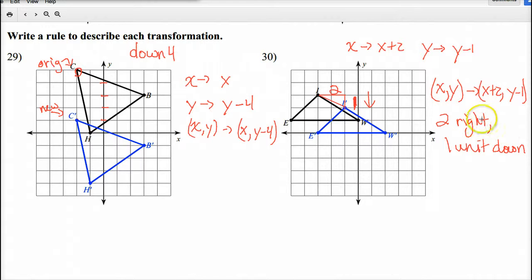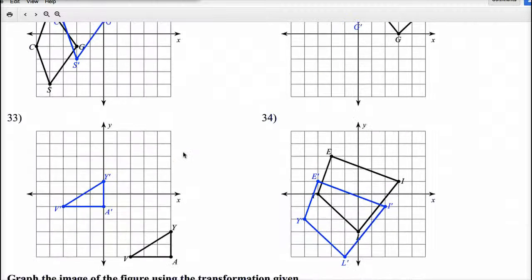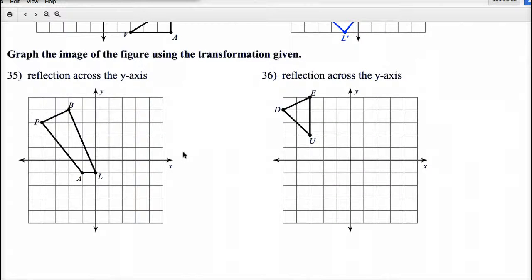Piece of cake. All right, so that's just a little bit more with the translation. Let's make sure we don't need anything else as far as some examples to go with it. So we'll scroll down here. Those look pretty much the same. Now we're going to get into reflections, which will be the next video.